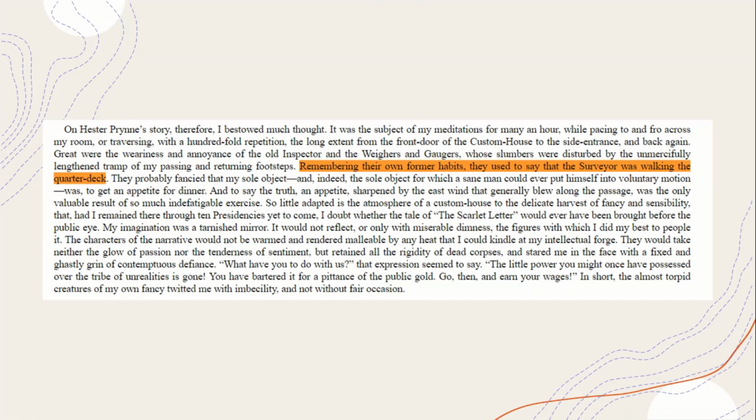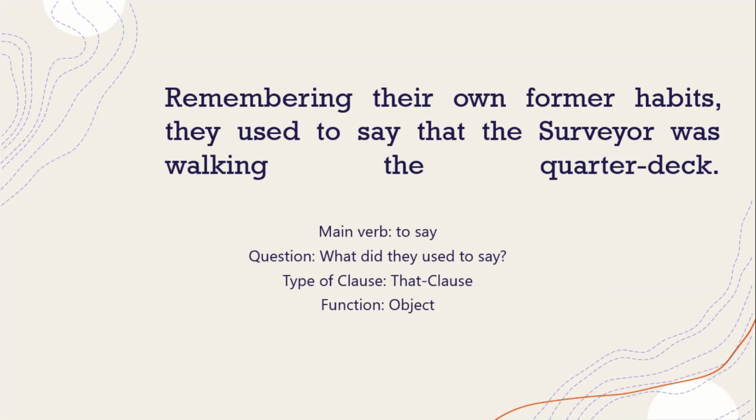The second sentence says, remembering their own former habits, they used to say that the surveyor was walking the quarter deck. In this example, the main verb is to say. So we have to ask, what did they used to say? As you can see, this is a that clause, and its function is as an object of the transitive verb say.